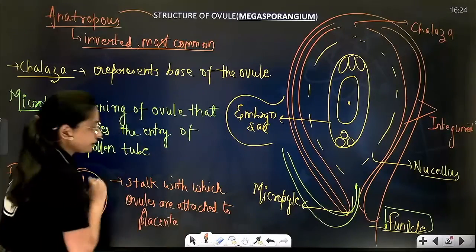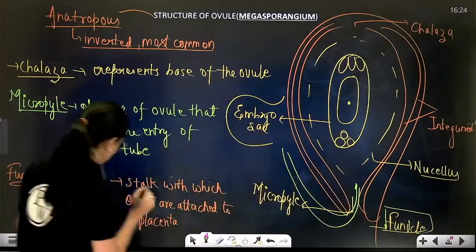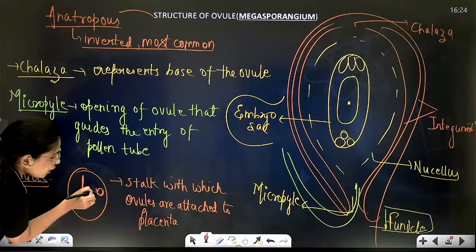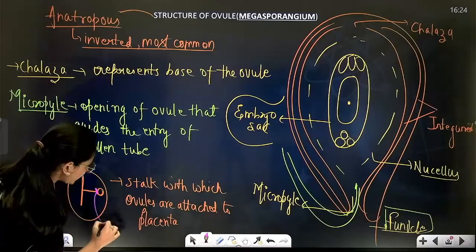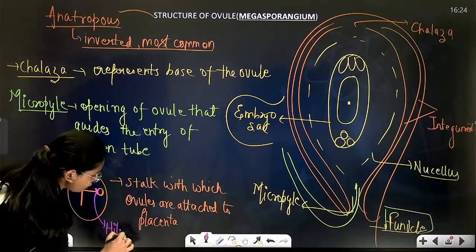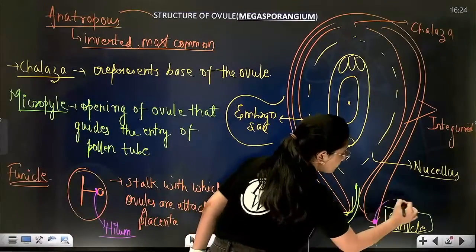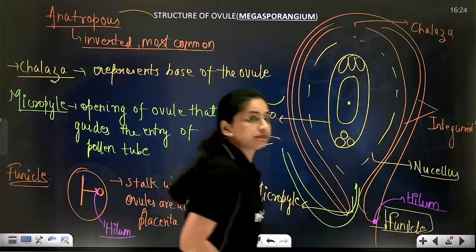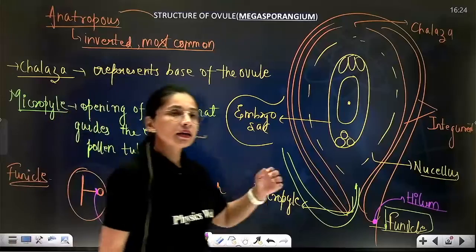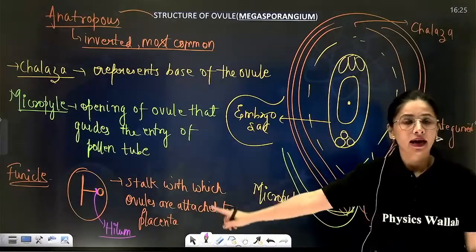Correct? Yes or no? Now, the point of attachment of the funicle to the ovule, this point of attachment, beta, is known as hilum. So, this point of attachment is known as hilum. Right? Clear to everybody? The first three labelings along with the terminology hilum.